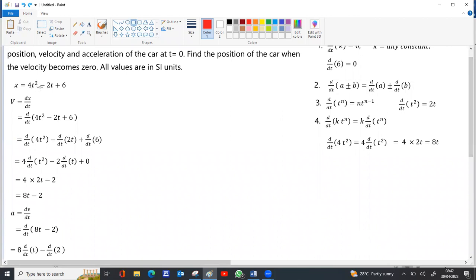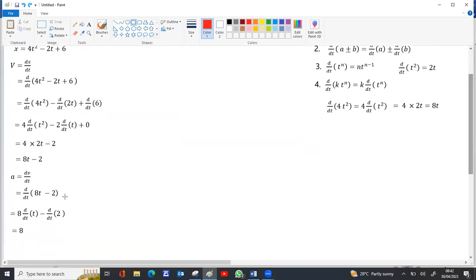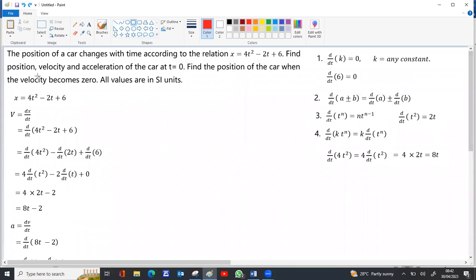So we have the formula for position, already given. We got the formula for velocity, and we have the acceleration value. Now we are going to substitute as per the question. The question is asking position, velocity, and acceleration when t equals 0. So for t equal to 0, in the position, 4 into 0 will be 0, 2 into 0 will be 0, just 6. So at t equal to 0, position equals 6 meters.